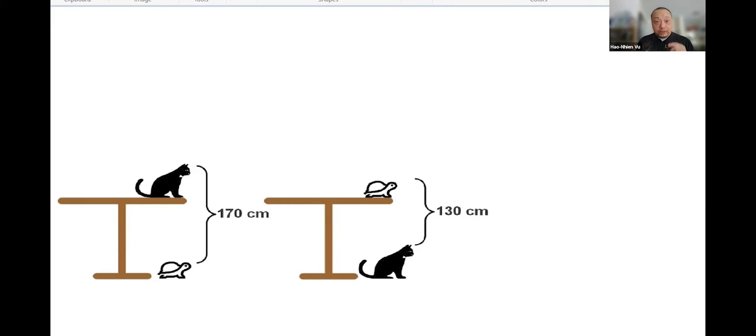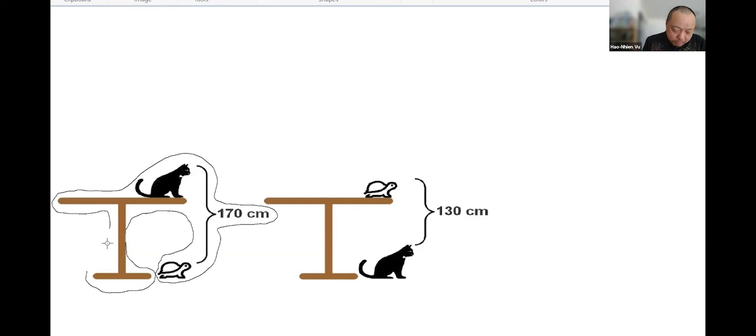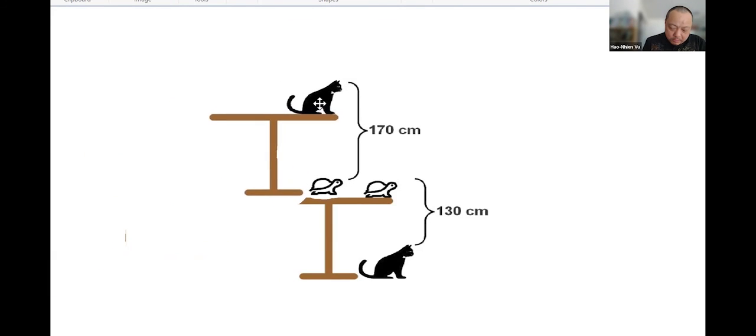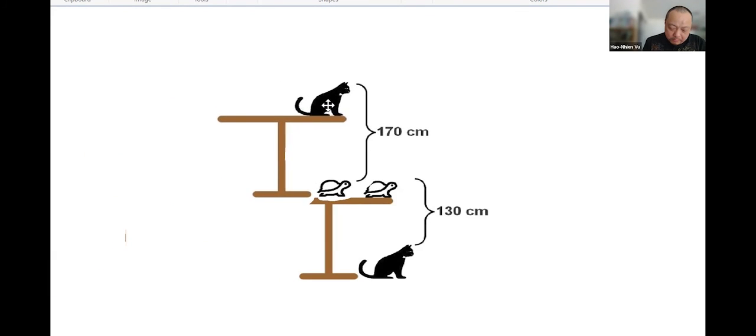So for this solution, I'll take the entire table on the left and move it on top of the table to the right, like this. So the two turtles match. Altogether, I have a distance from the tip of the cat here to the tip of the cat there of 130 plus 170.